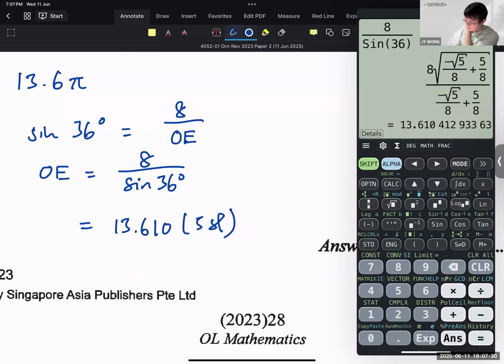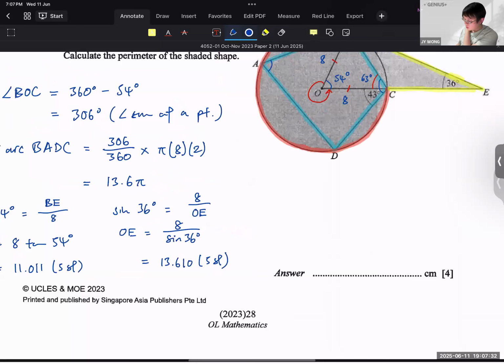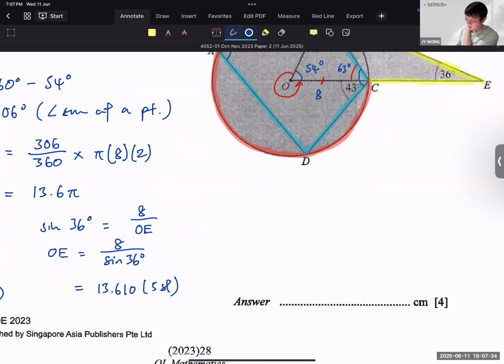Now, remember, we don't want OE. What do we want? We want CE. And therefore, CE is just 13.610 minus 8 to give me 5.610.